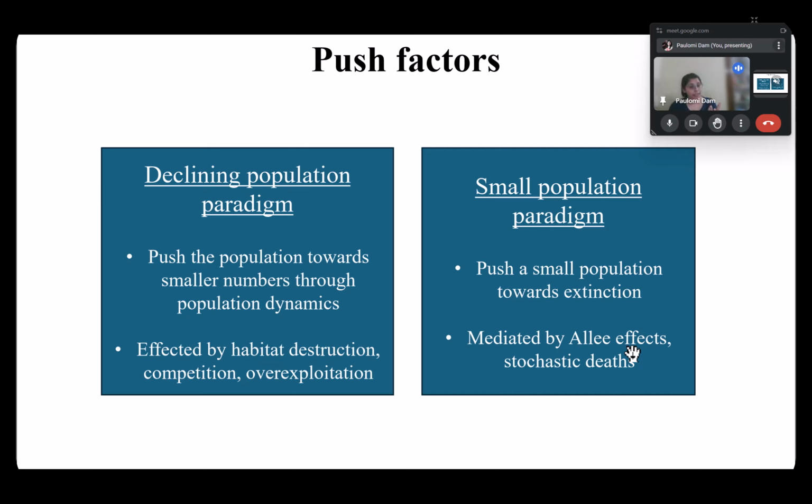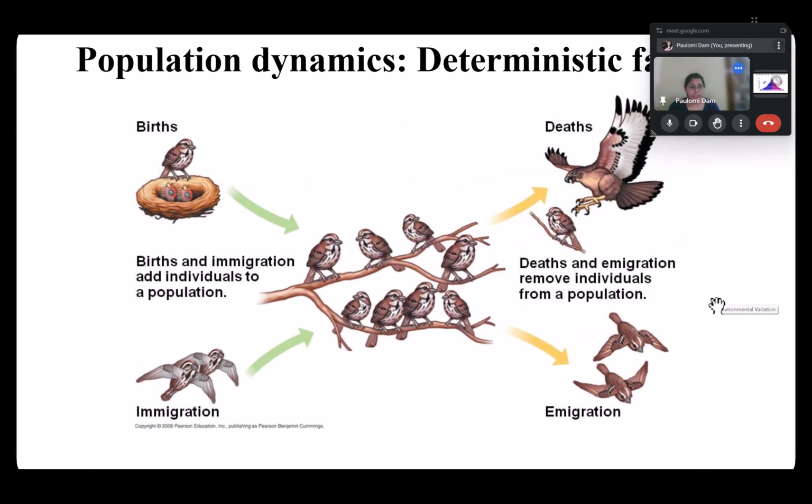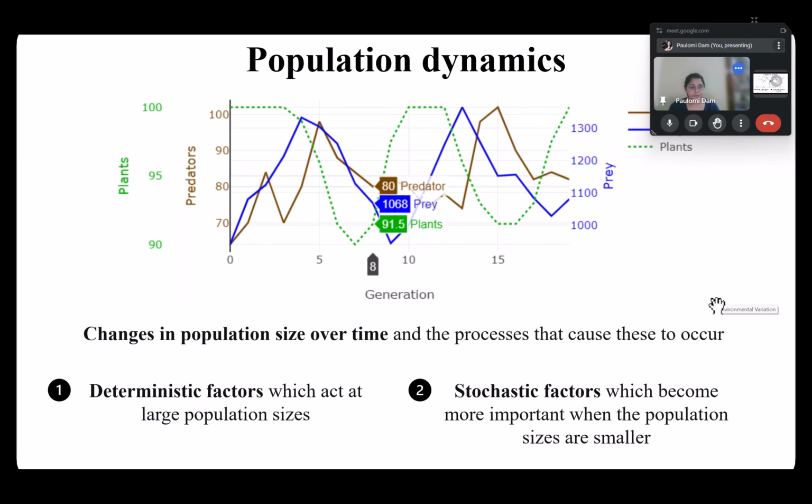So these are effects which are also there in larger populations, of course, yes, but they have greater impact when they are acting on a small population. And if the population is too small, it can even lead to extinction of those animals. So let's begin with the first one.